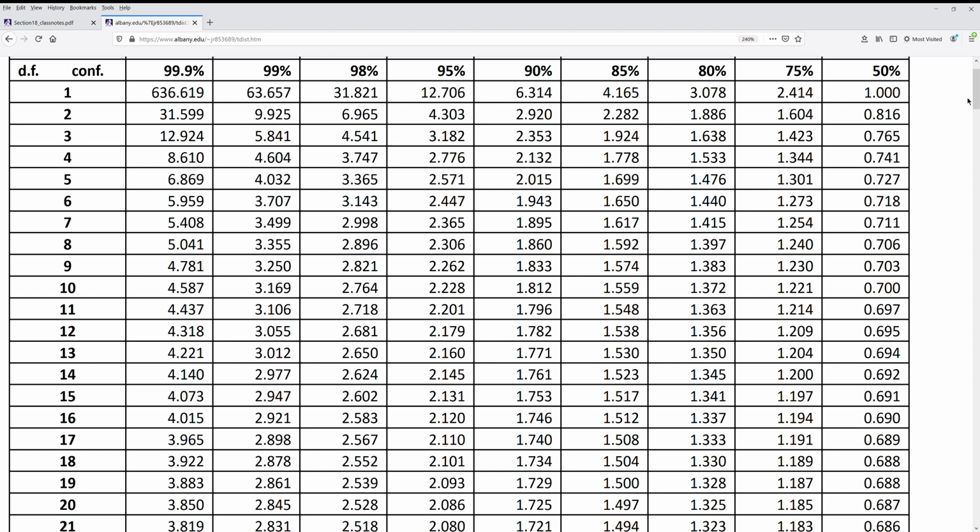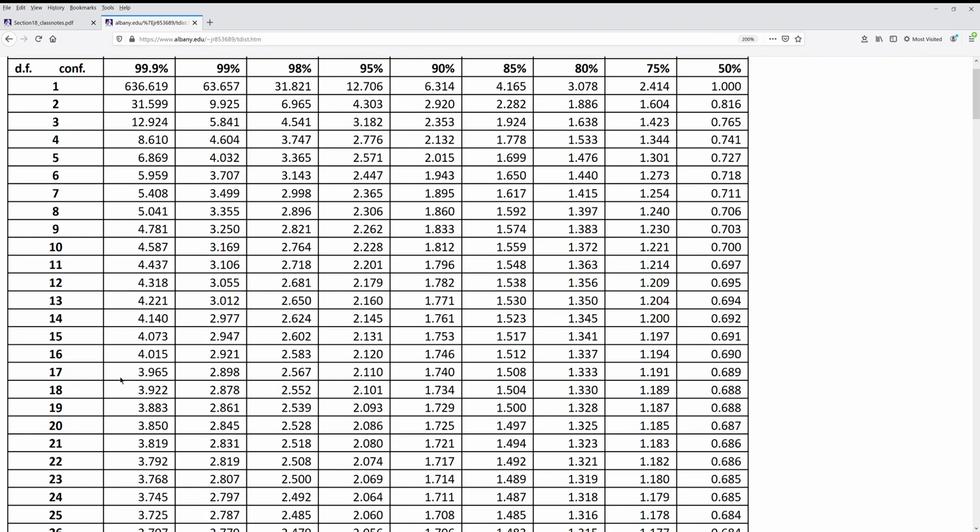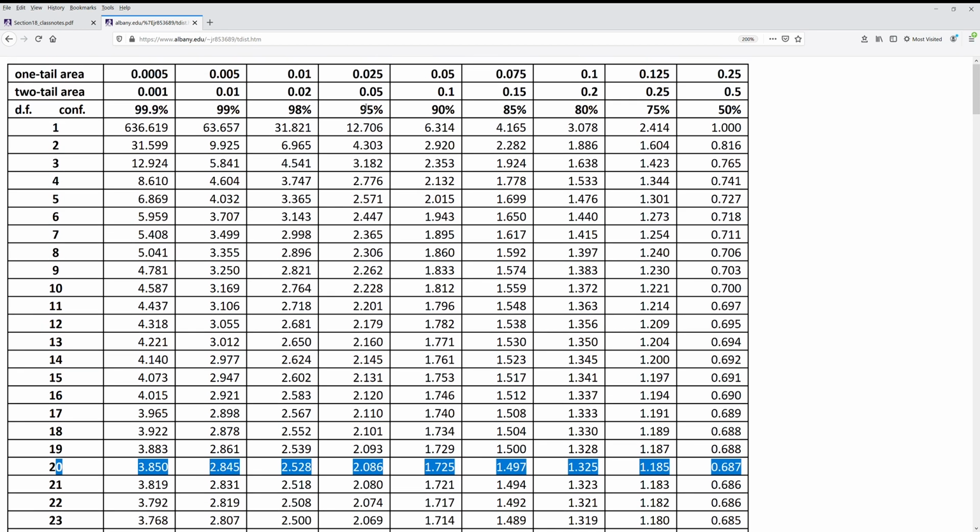On our t-chart, we'll scan down to the 20 row, one less than the sample size. And if you want a 95% confidence interval, then you look at the appropriate column. So on the 21 minus 1, 20 degree of freedom row, the thing that would otherwise be the 1.96 is now the 2.086.